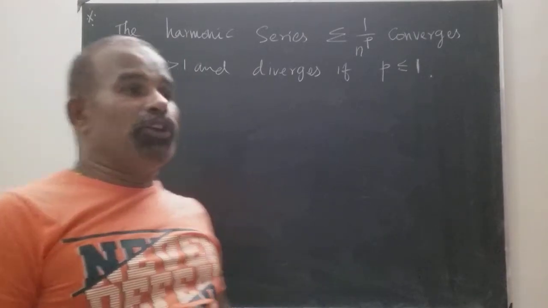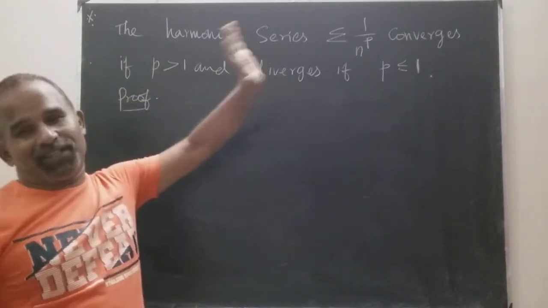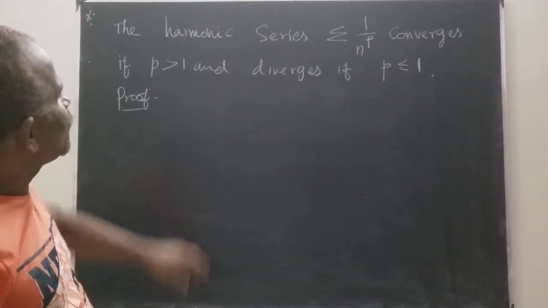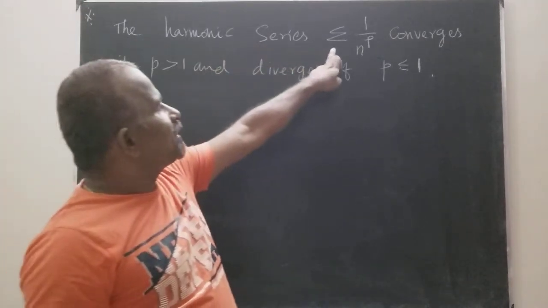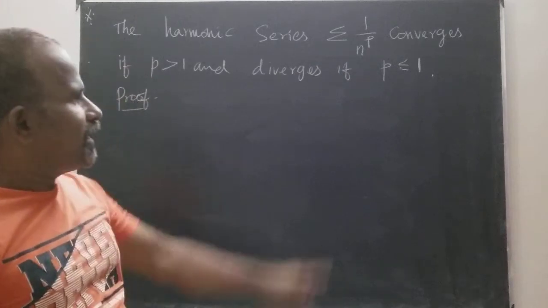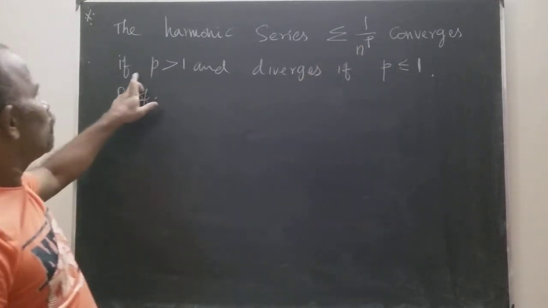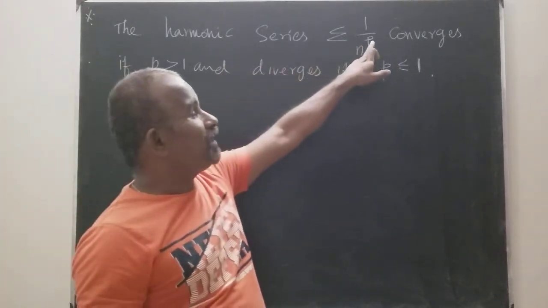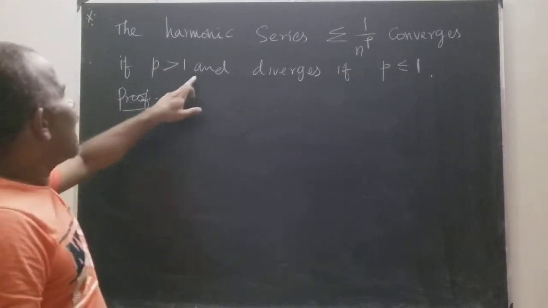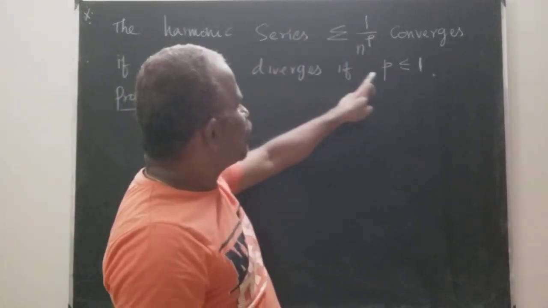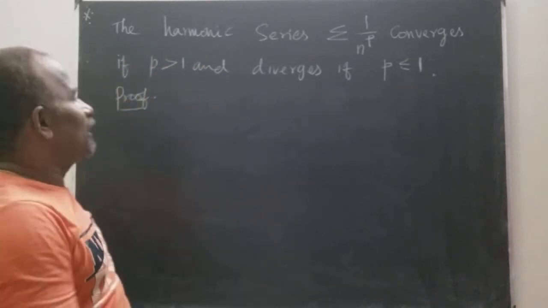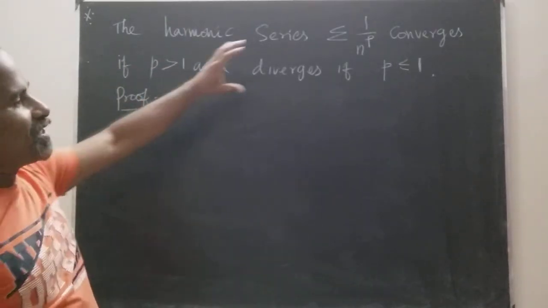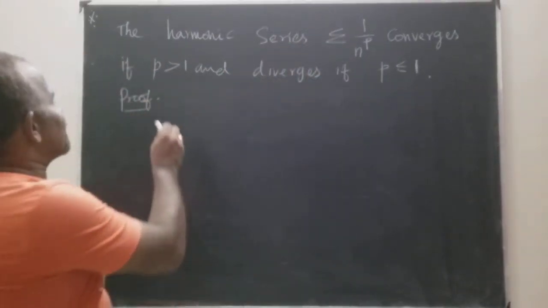In this class we are going to discuss the harmonic series, the most important one. The harmonic series sigma 1 by n power p converges if p is greater than 1, and diverges if p is less than or equal to 1. We prove this concept by taking three cases.